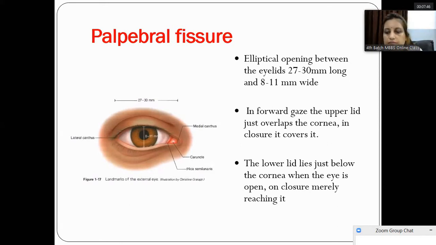So palpebral fissure is important. Its height measurement is very important. We will say these things are important in case of proptosis and also in the case of ptosis. So we have to measure the palpebral fissure height. So where will you measure the palpebral fissure height?